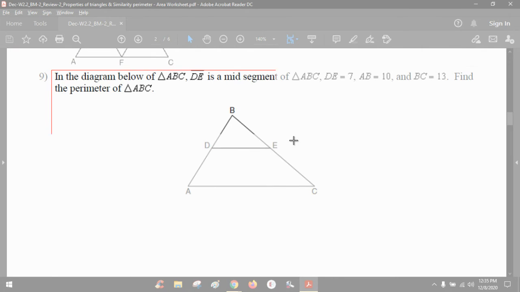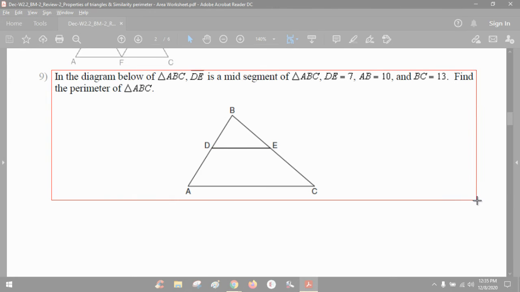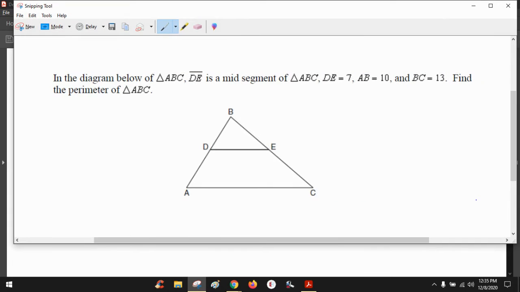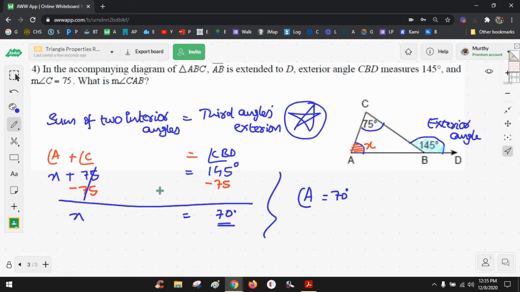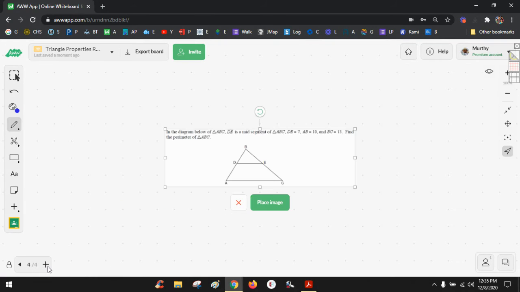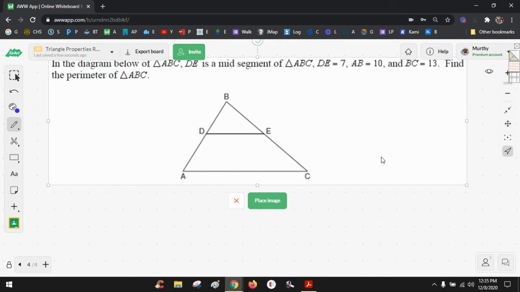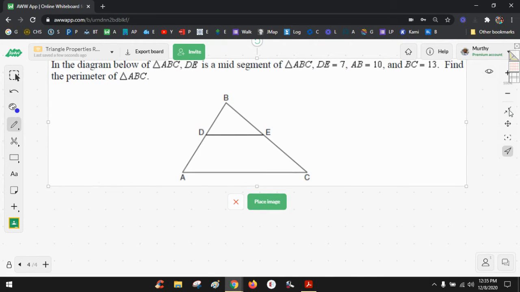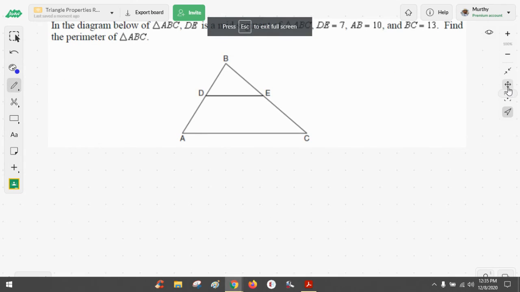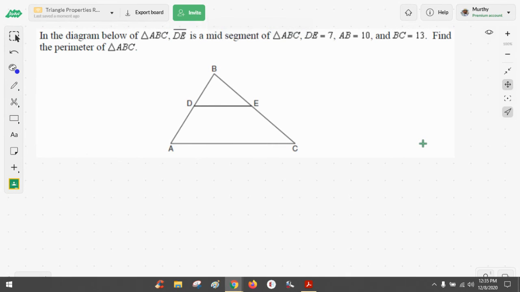I believe I forgot to mention the mid-segment theorem. Let me copy it on the whiteboard. This is one of the important topics, the mid-segment theorem. The mid-segment theorem says that the line segment joining the midpoints of two sides of a triangle is parallel to the third side and half of that.